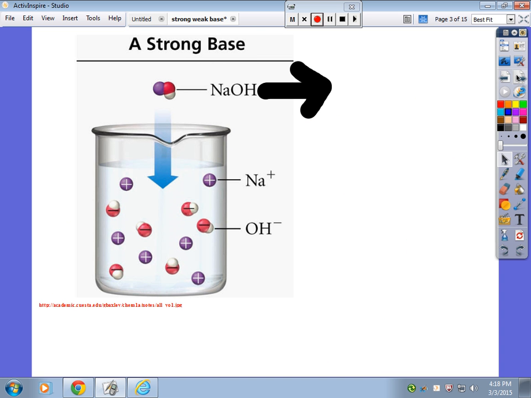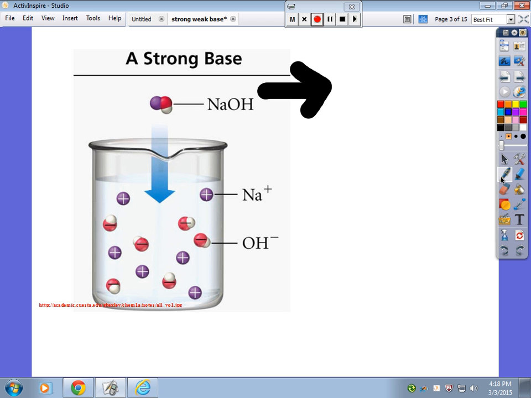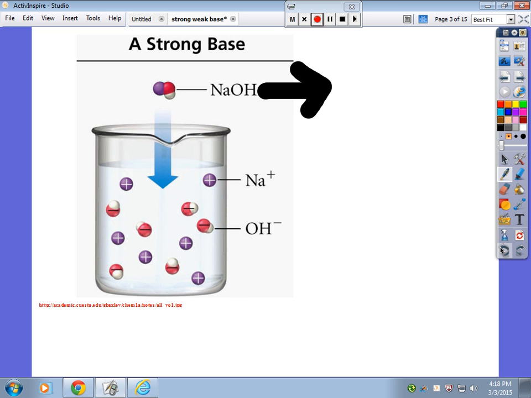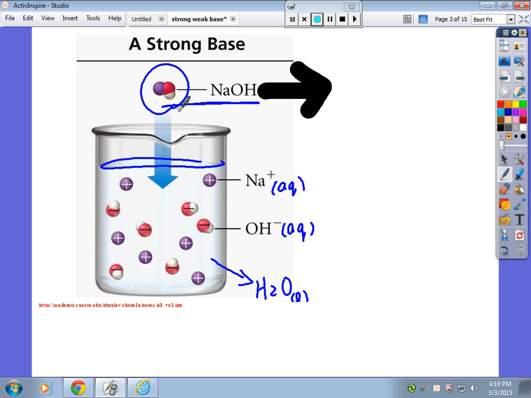Now, what is a strong base, you ask? Well, a strong base completely dissociates in water. That means if I have a container that has water in it, and this has water in it, by the way, guys, all this whitish stuff is water in here, and these are sodium ions and hydroxide ions. Do you see any NaOH particle in here? I don't, do you?